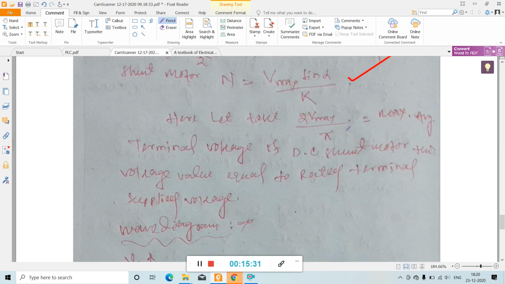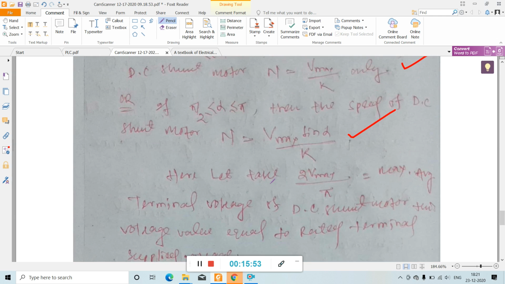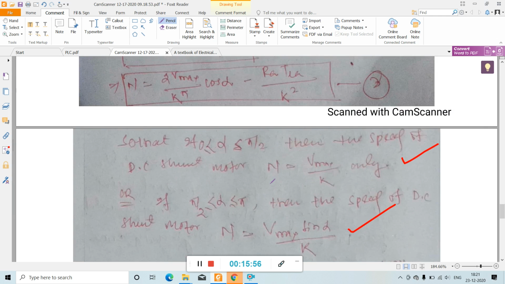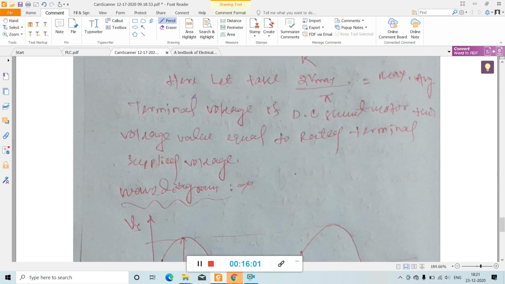So let's take 2V max by pi, this part, as the maximum average terminal voltage of the DC shunt motor. This voltage value is equal to the rated terminal supply voltage.